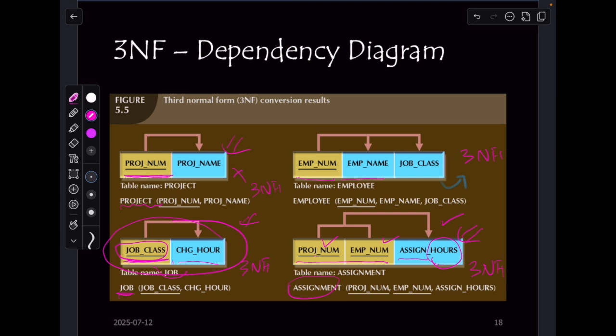So when you normalize, you will get more tables since you are removing redundancies by making more tables. It's very similar to ER diagrams with several entities that are related together. So as a result, we have this third normal form with 4 tables, and there is no partial dependency, and there is no transitive dependency.